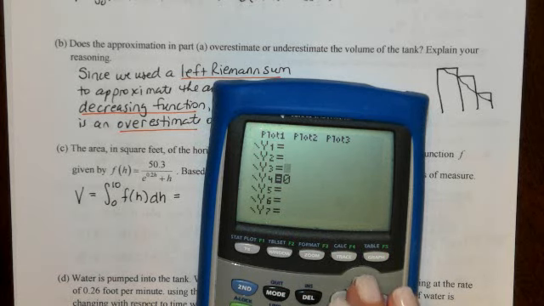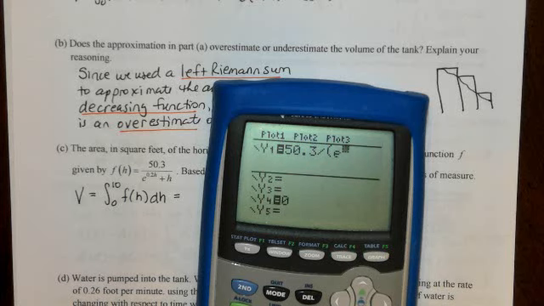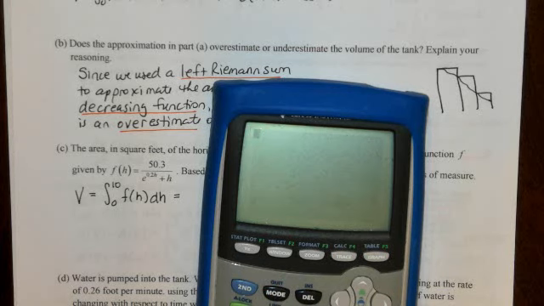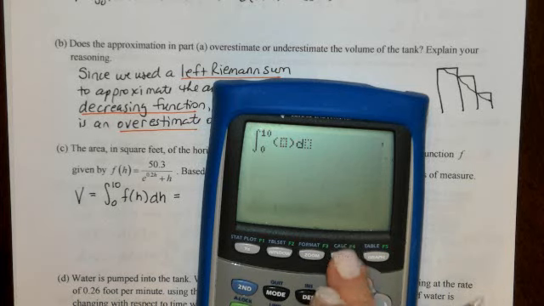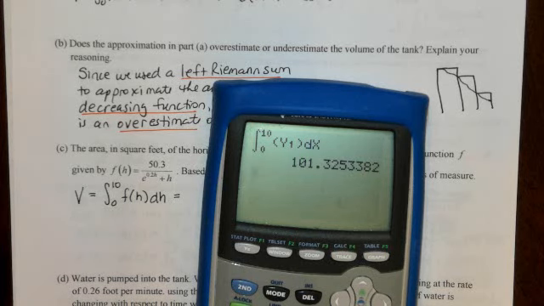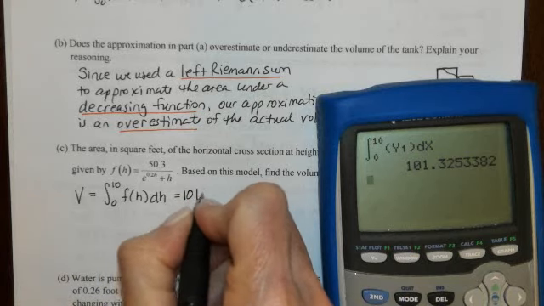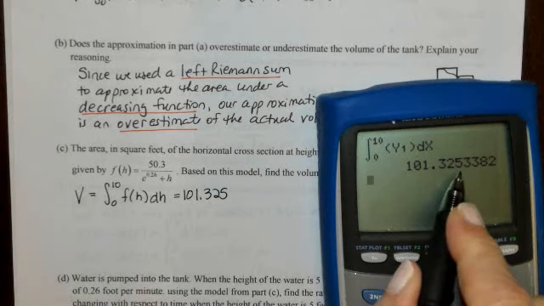I have this stuff in here, I'll just leave that there. Okay, so 50.3 divided by parentheses e to the 0.2h plus h. I double check, make sure it's right. Okay, and now I have math 9, 0 to 10, f of h, which is my y1. And this will give it to me: 101.325. 101.325, and that's the only answer they would accept there.